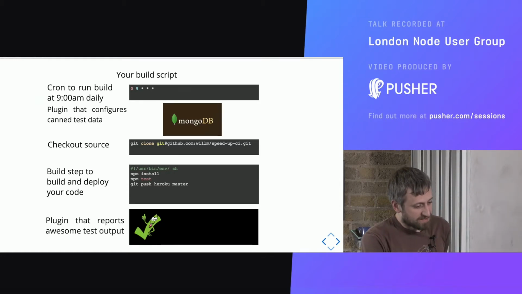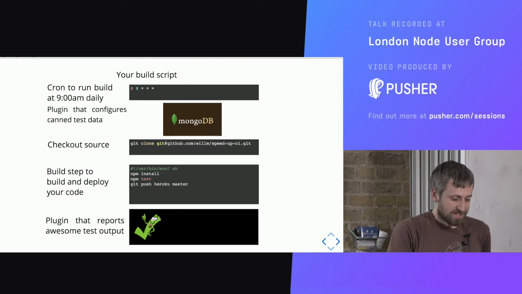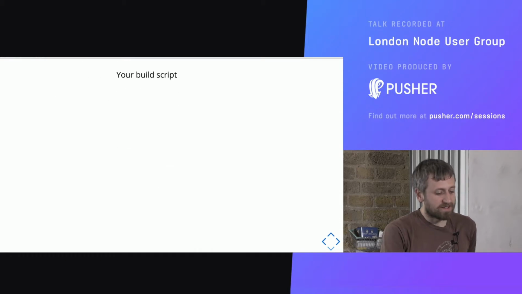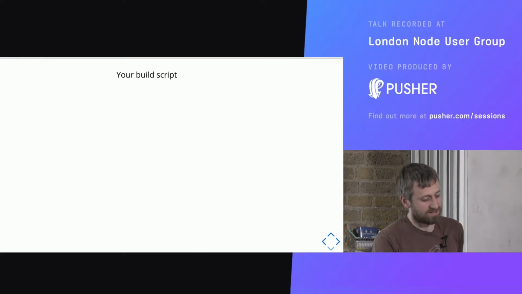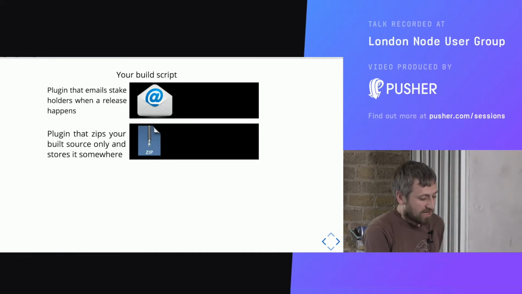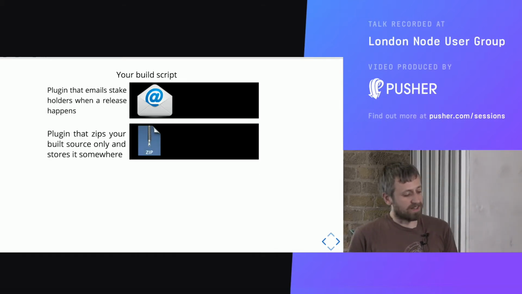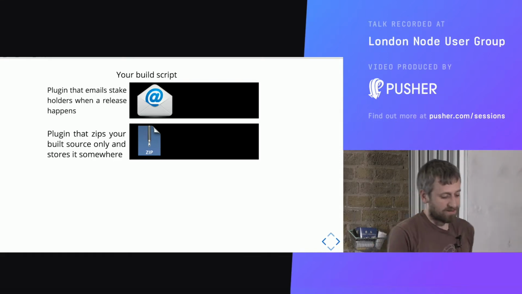And then I found there's another great plugin that reports great test output, so that I know exactly where my code failed. And then there's a plugin that also emails people when a release happens, so people will be aware of what's going on. And then another plugin that zips your built source code and stores it somewhere to archive. And then there's some other super awesome plugin that is absolutely critical to make a release functional and is only available on the CI server. So that's all great, and you're like, I'm a pro user of Circle now, or whatever.